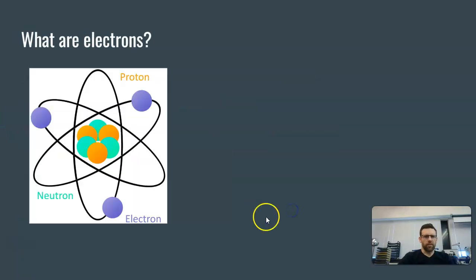So what are electrons? You might have seen a model that looks like this. This is a typical model for how atoms are shown. There are protons and neutrons in the middle, and then there are electrons that orbit around. What's really happening is much more complicated, but this is a good model for us to think about what an atom looks like.